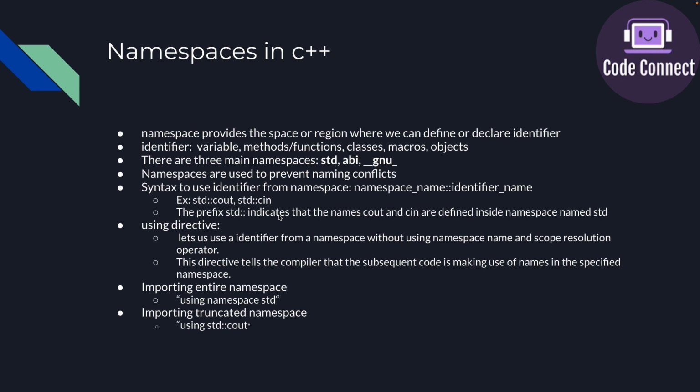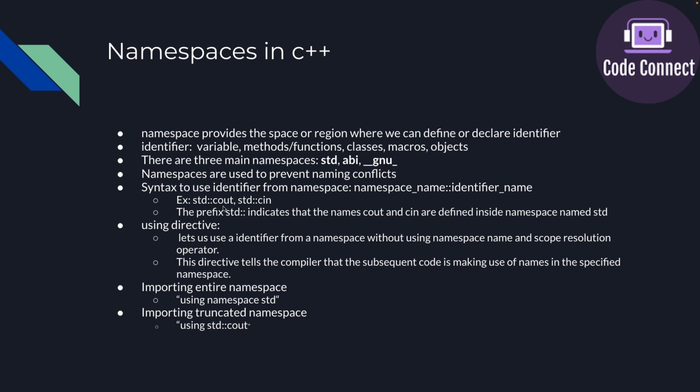Now there are many identifiers present in the std namespace, so every time we cannot use the prefix std::. In order to get rid of this, there is a directive in C++ called the using directive. Using that we can import all the identifiers present in any namespace into our current scope. This directive lets us use an identifier from a namespace without the namespace name and scope resolution operator. It also tells the compiler that the subsequent code is making use of names in the specified namespace.